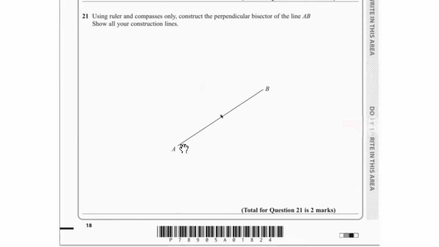After that, you put your compass at point A and draw an arc above and below the line in that length.